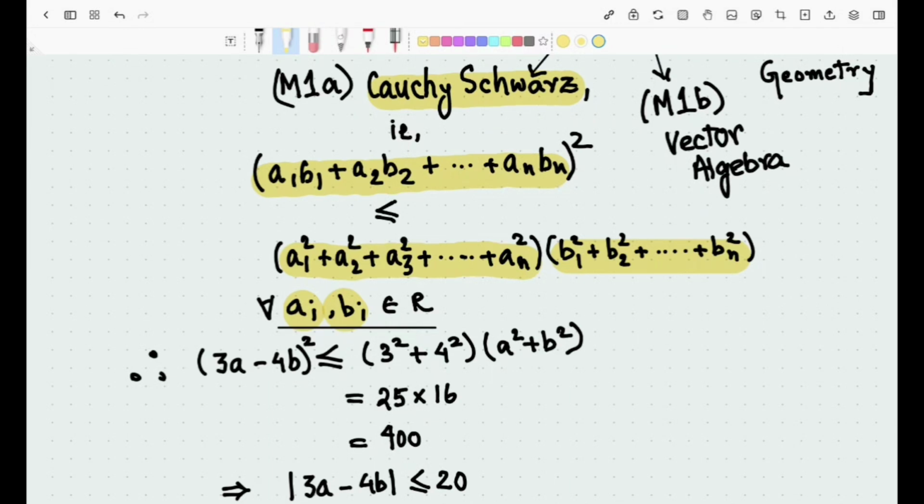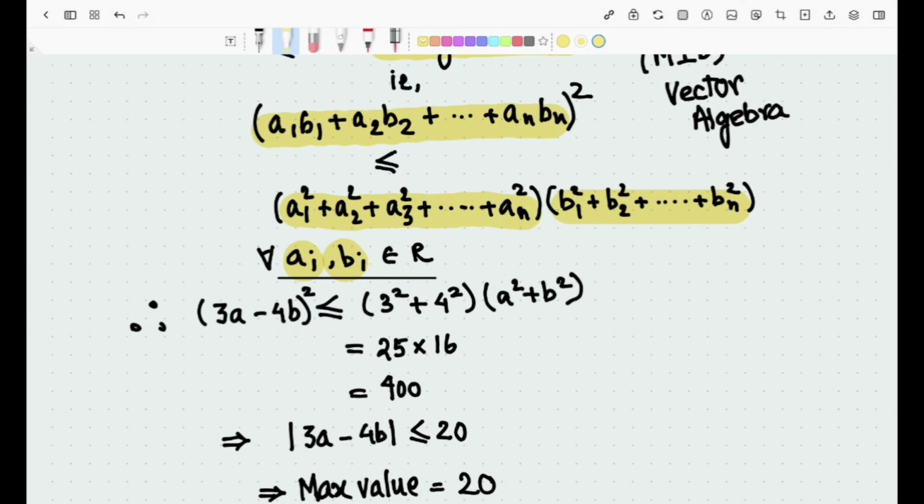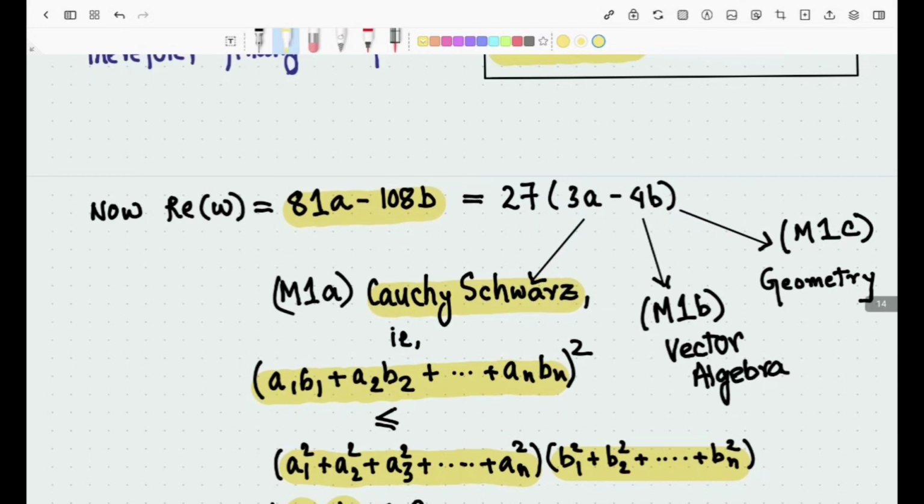So with the help of this formula, what we can do is, in the given question we have the value to maximize, 3a minus 4b. We have just simplified the given real part to this expression. So we have to just find the maximum value for 3a minus 4b, and 27 is a constant, so there is nothing much changing about 27.